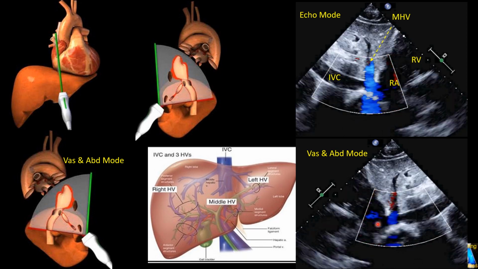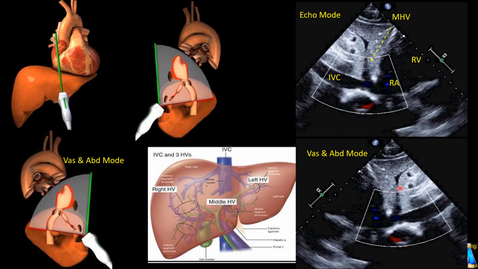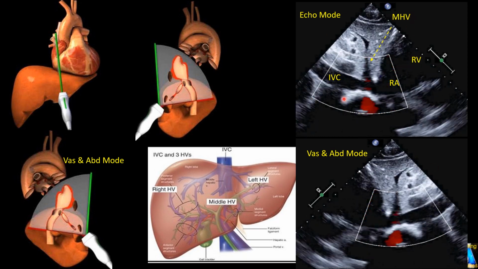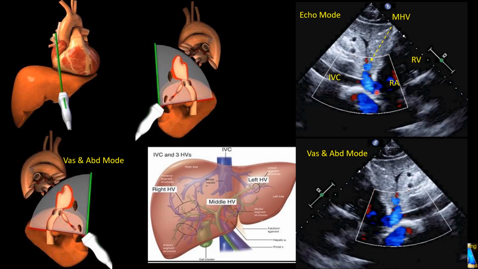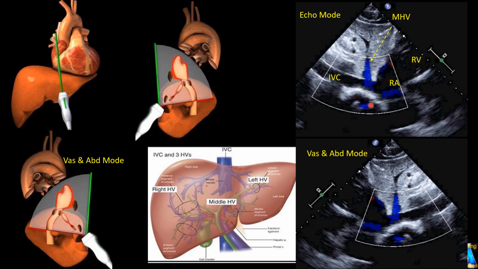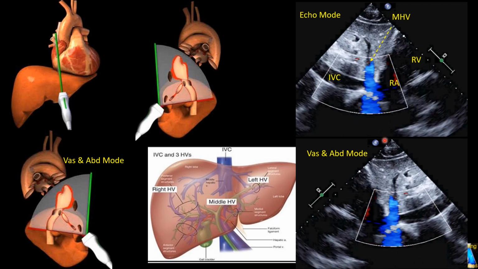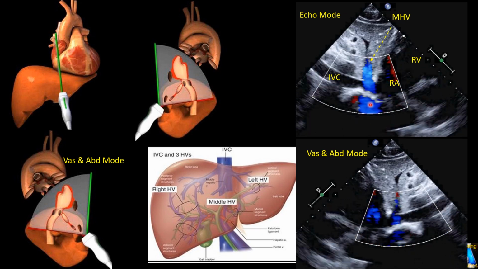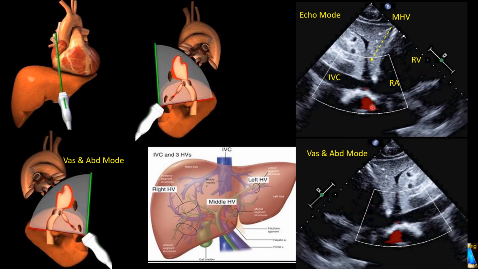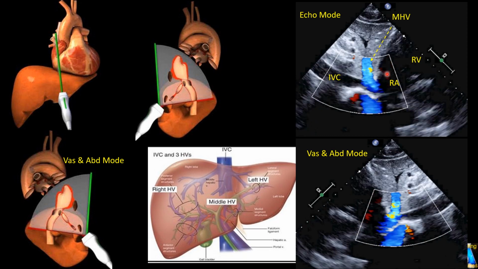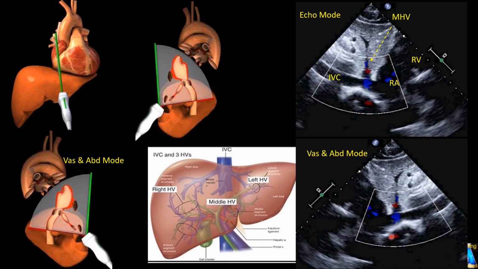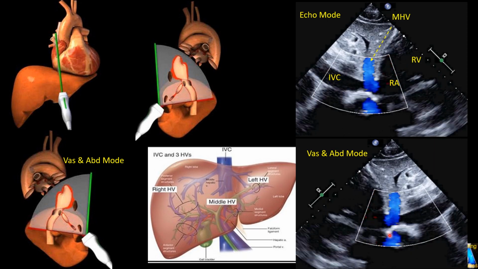We have right ventricle, right atrium, IVC, middle hepatic vein. In many cases, you will see posterior to the IVC there is another vascular structure. Almost always, this is a mirror image of the proximal part. You can see the color is the same, the size almost the same. So this is a mirror image. Don't confuse it with another structure or any abnormality.